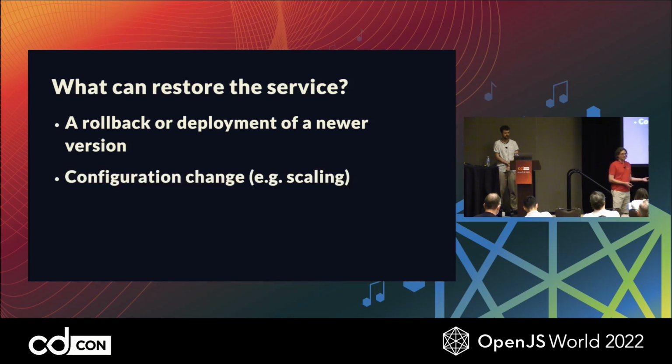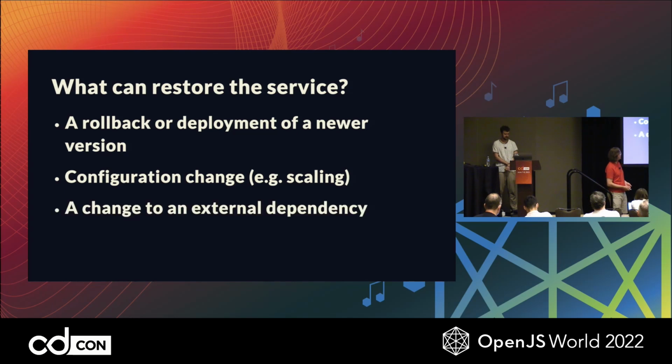It could be that we do a configuration change. It could be scaling up either horizontally or vertically, so adding more resources to our service that fixes the issue. It could be a change to an external dependency. So for instance, if our application depends on another microservice that was failing and that is fixed, or if the network is repaired, there was a failure there, then we restore the service.